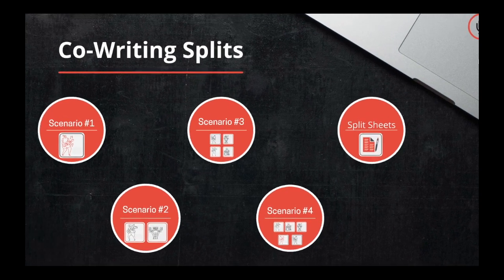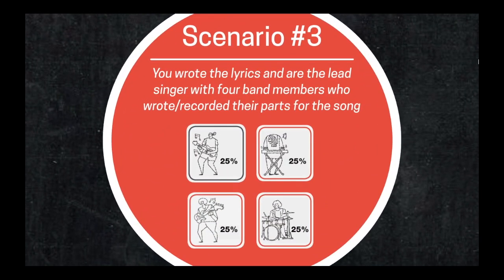As we continue to add in more songwriters, splits can get a little more complicated. In this example, we have four of you. Yourself as the lead singer, a guitarist, a drummer, and a keyboardist. You wrote the lyrics and are the lead singer. The guitarist, drummer, and keyboardist all wrote their accompanying parts and will record those in the studio.